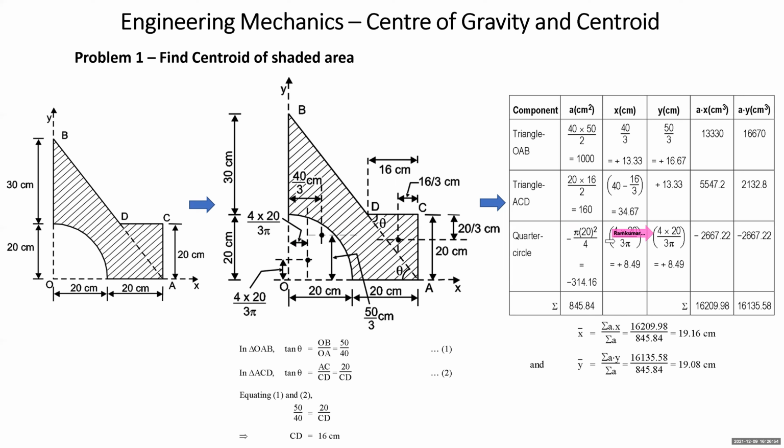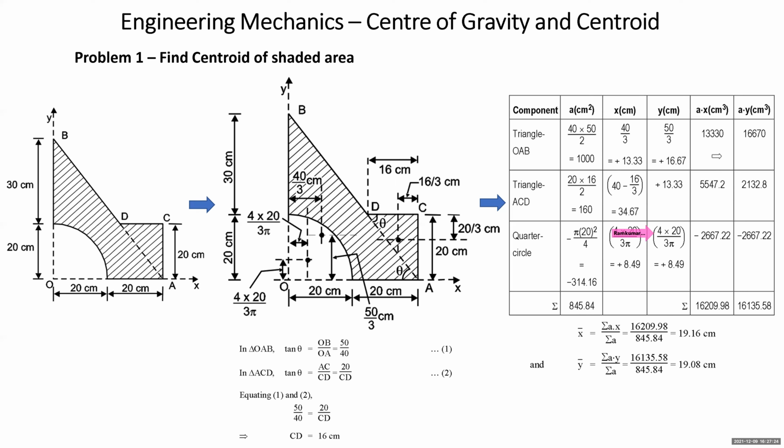Then you will use your calculators. You'll find the values of a1, a2, a3, and x1, x2, x3, y1, y2, y3. Then a1 into x1, a1 into y1, then a2 into x2, a2 into y2. Similarly, you'll multiply a3 into x3 and a3 into y3. So the summation of this column will be a1 plus a2 plus a3. That is summation a. Summation a will give you the shaded area, which comes out to be 845.84.